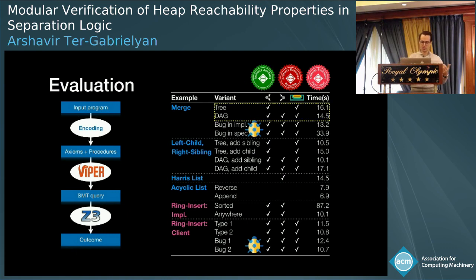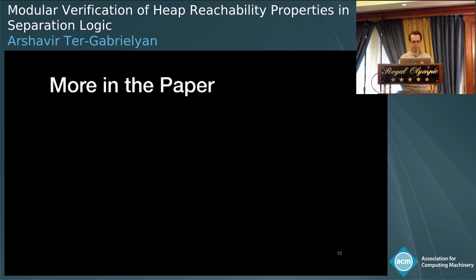So it's particularly interesting to take a look at two cases. In the first two variants of our merge example, the only difference is that in the DAG variant, we lift the restriction that nodes must be unshared. And this gives us a strict simplification of the overall verification condition. And as you can see, the overall verification time goes a bit down. Another observation is here. Our sorted variant of ring insert took significantly longer to verify, and this is due to the fact that here we combine reachability specifications and value properties and verify them at the same time.